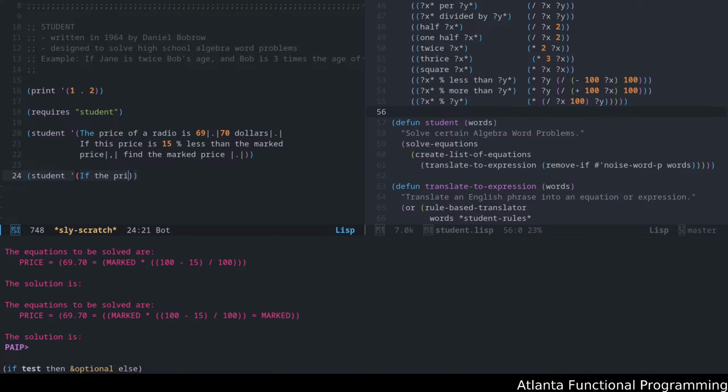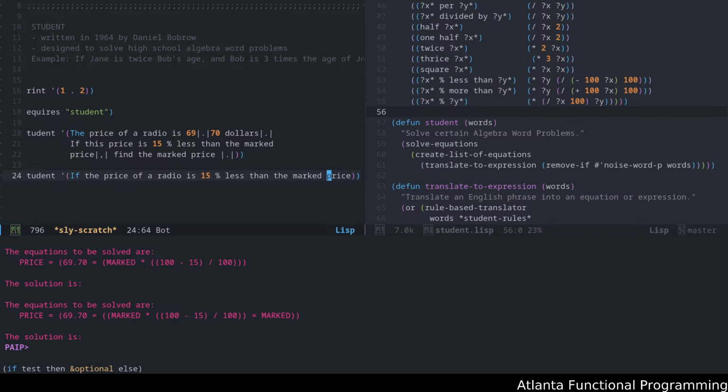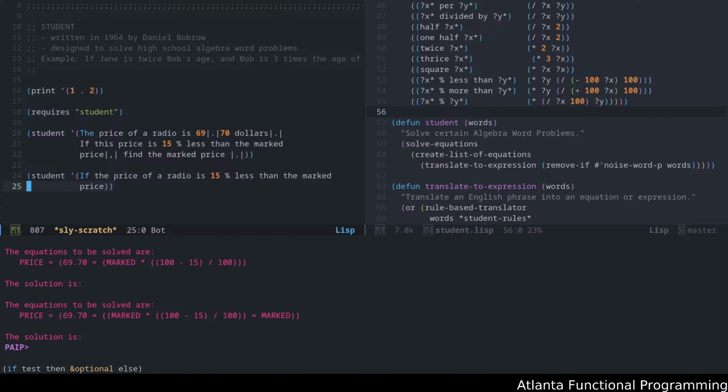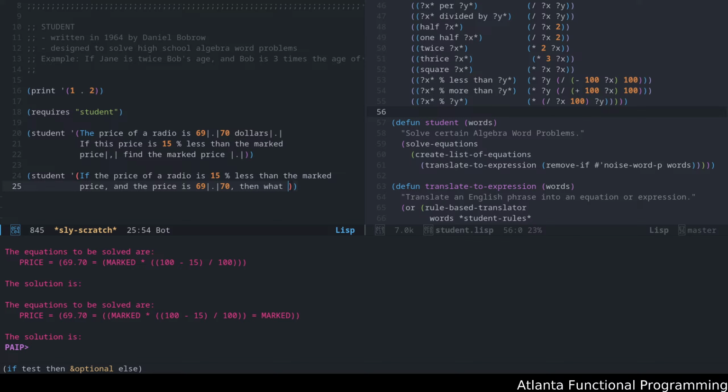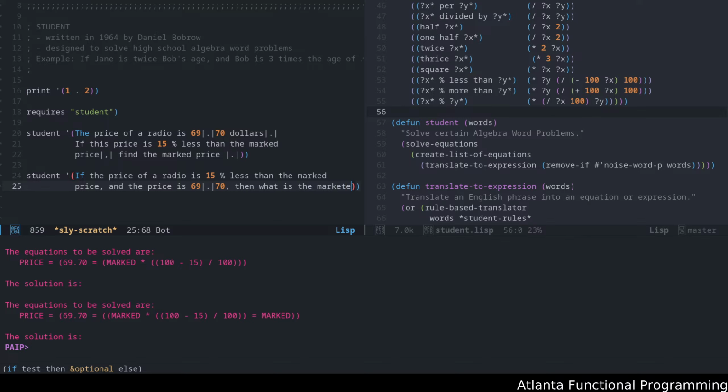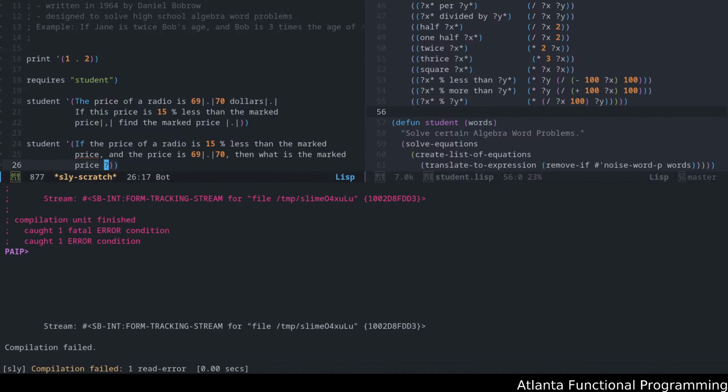if the price of a radio is 15% less than the mark price, and the price is $69.70, then what is the marked price? Let's see what happens here.